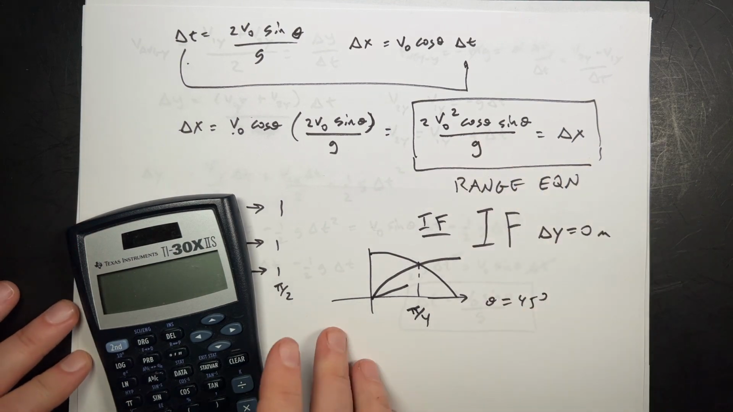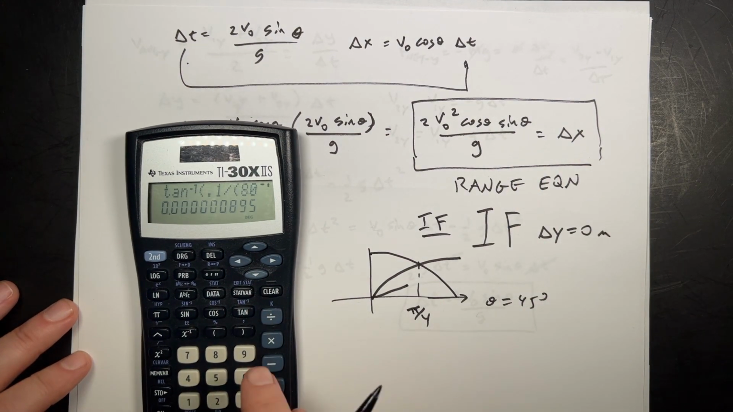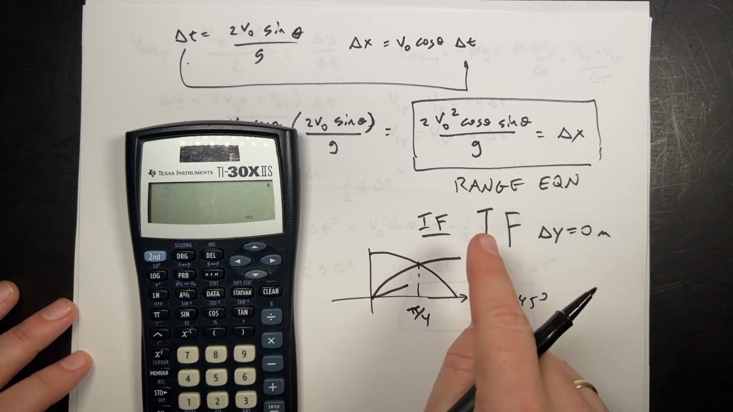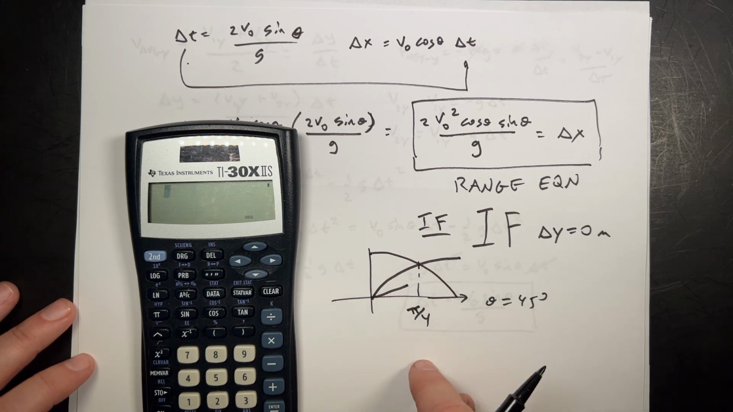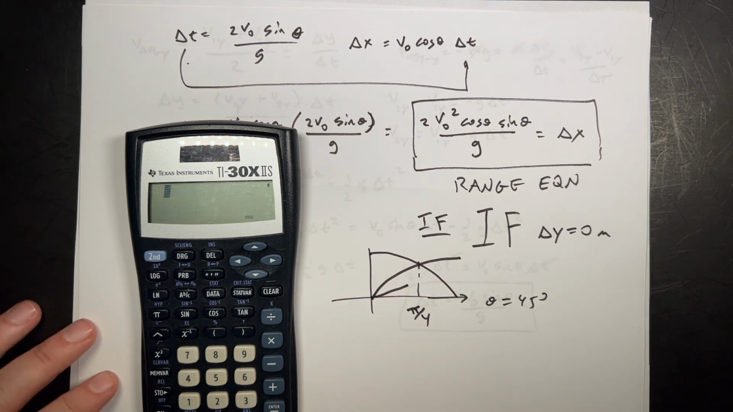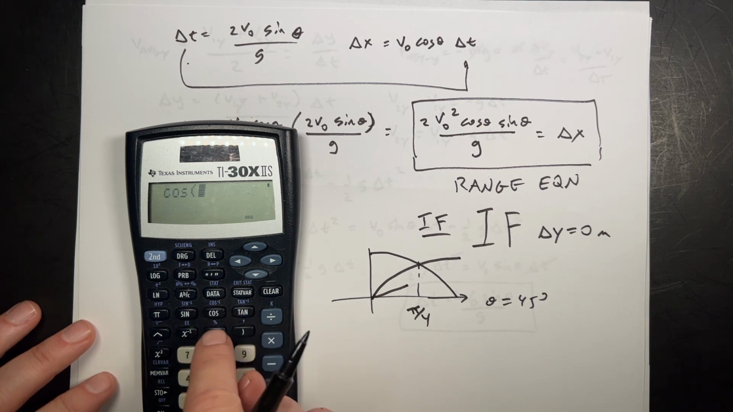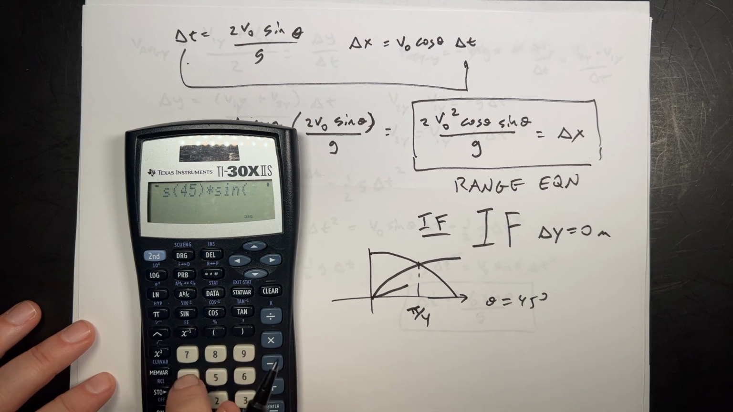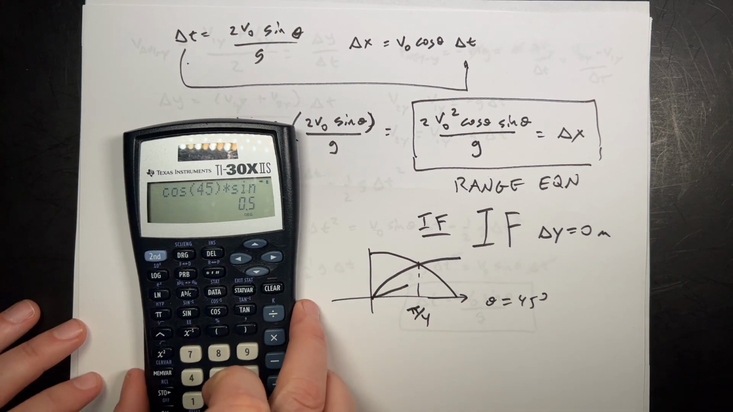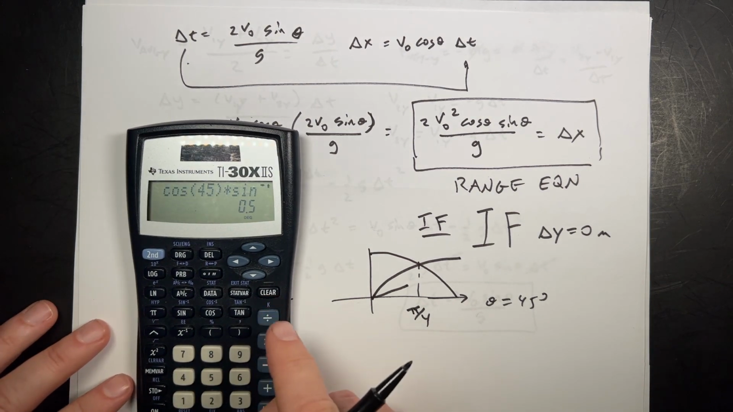And there's a trig identity you can do, but I hate it. I always forget it. So let's just try this. I'm in degrees mode. So let's just try multiplying sine times cosine. Let's try 40, 45, and 50. So let's do 45. I'm going to do cosine 45 times sine 45 equals, and I get 0.5.